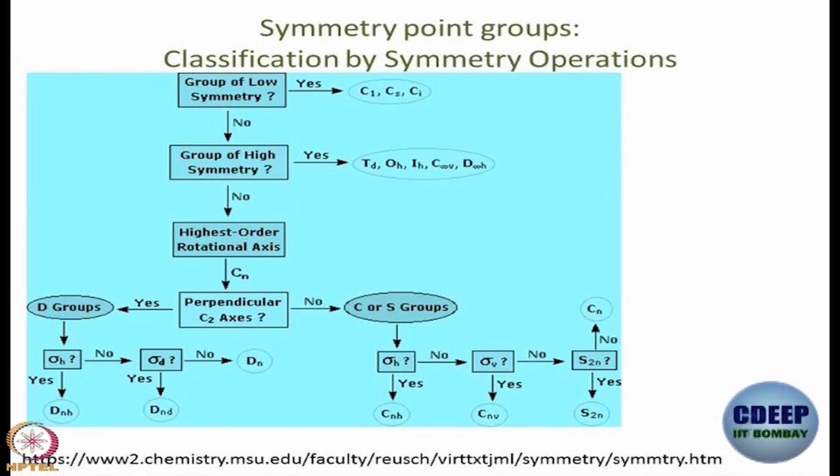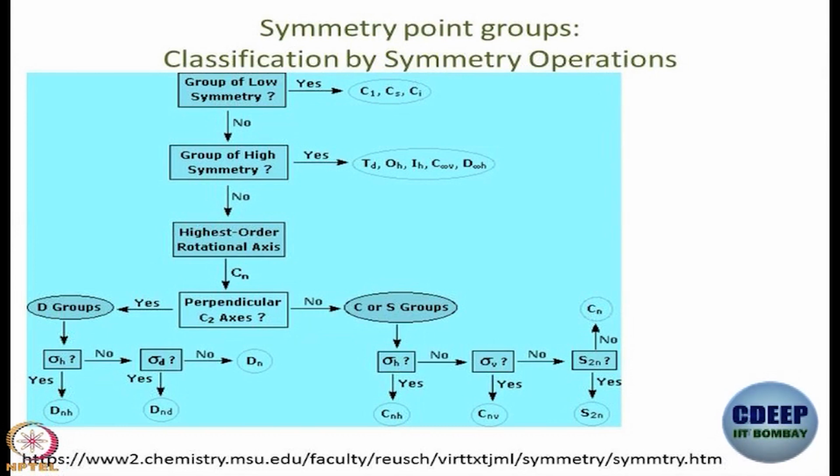This is a table that nobody has to remember. Very nicely worked out table which nobody has to remember except for one point. So, basically you work out the point group of many molecules, it will come to you automatically. The only confusing part for me even now is this, but we will come to that. So, essentially what you do is, first of all you ask, is it a group of low symmetry? That means, you can have molecules that have no symmetry element at all, then it is called C1. What is C1?